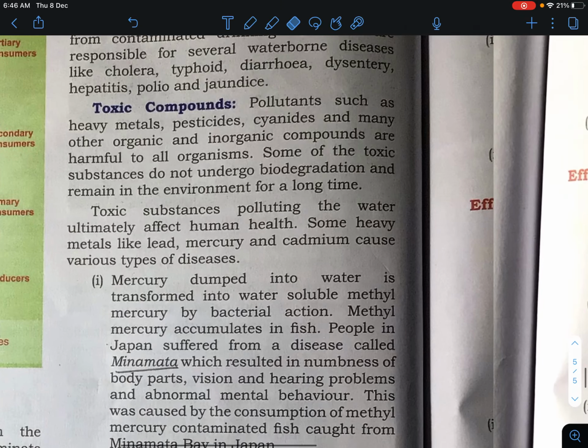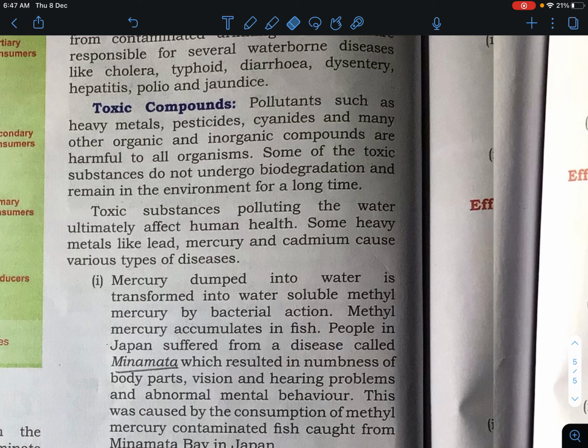Our next point is toxic compounds. Pollutants such as heavy metals, pesticides, cyanides, and many other organic and inorganic compounds are harmful to all organisms. These pollutants are going to affect the organisms.